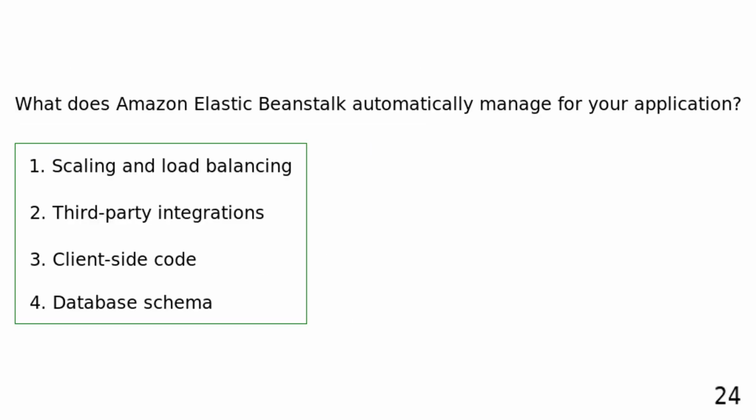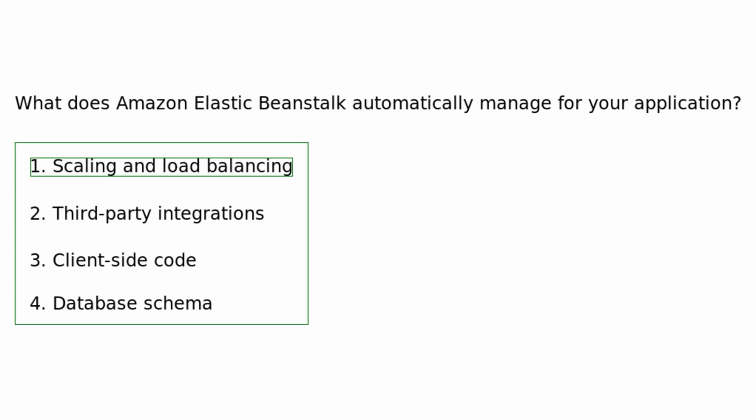What does Amazon Elastic Beanstalk automatically manage for your application? Scaling and load balancing. Third-party integrations. Client-side code. Database schema. Elastic Beanstalk automatically handles the scaling and load balancing of your application to meet demand.